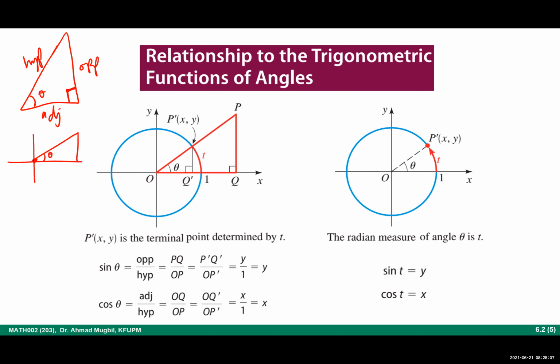We put the vertex at the origin. The initial side is the positive x-axis. And we said this is y, this is x, this is r. And of course, sine theta, for instance, is y over r, and cosine theta is x over r. Now, we can make it much easier by doing what? Draw this triangle on the unit circle.